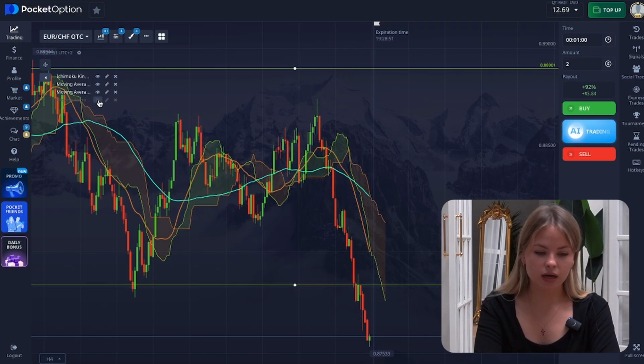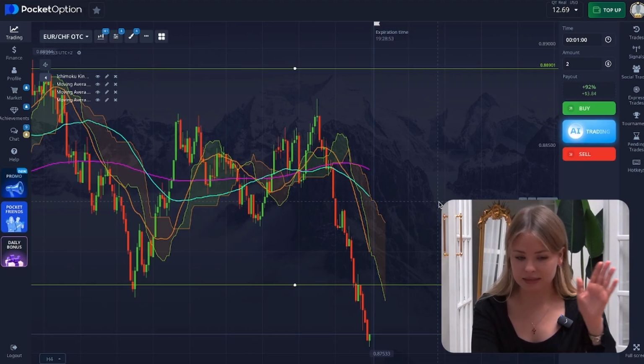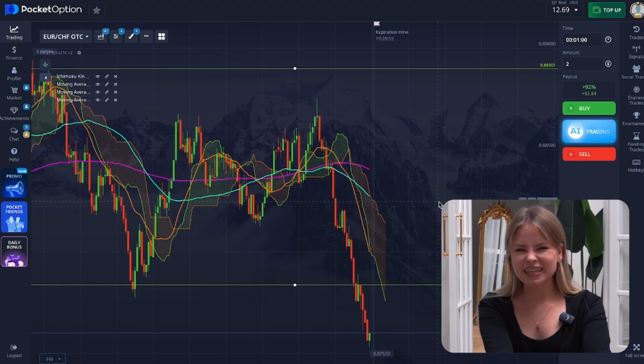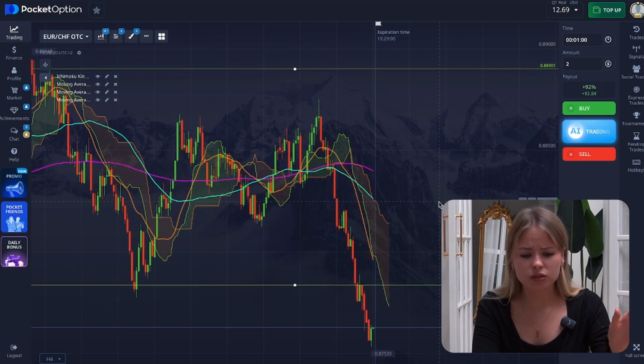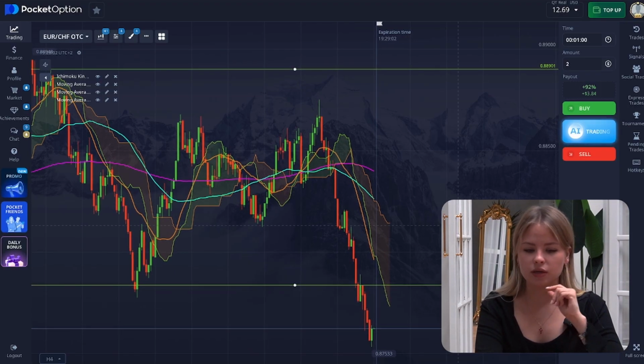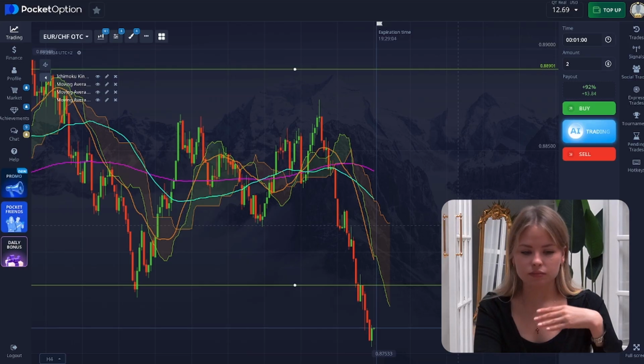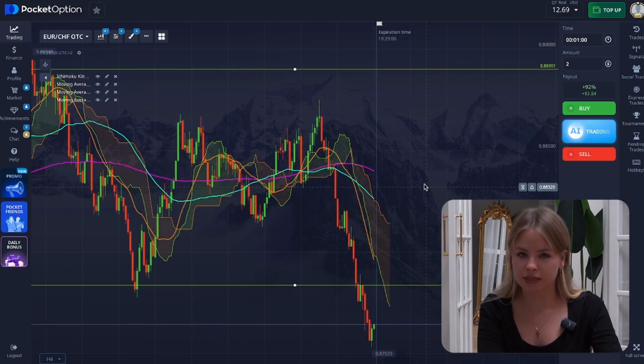Let's turn on our moving averages back. Yes, a little bit too messy, but you will get used to it. It's okay. It's just a question of experience. Now I can see the situation really clearly.